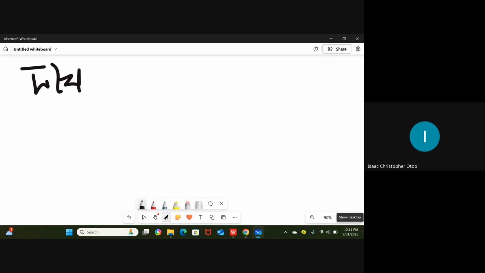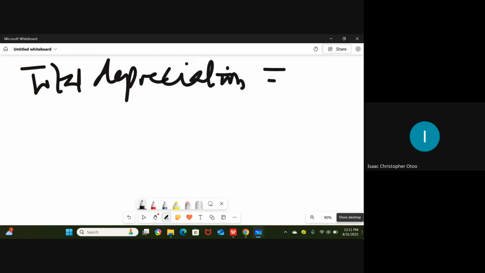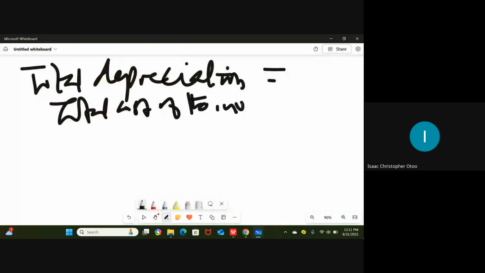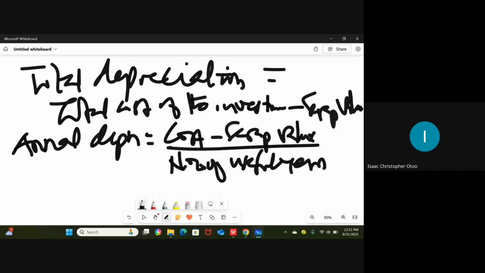To get total depreciation, it always equals the total cost of the investment minus scrap value. This annual, then it means that you also deduct.